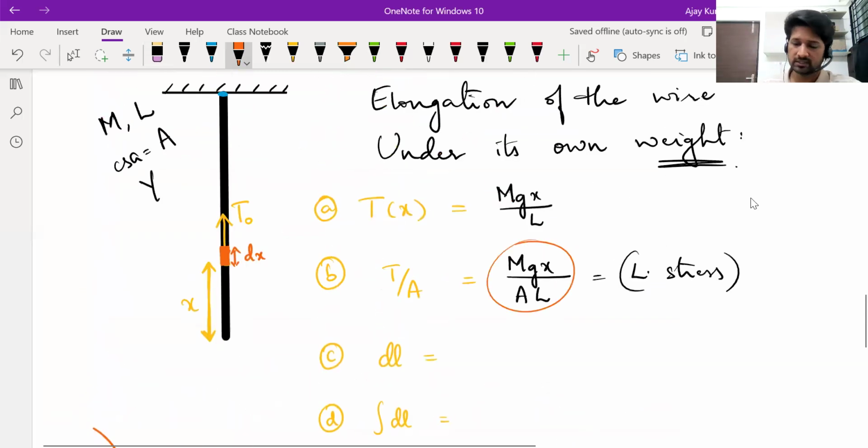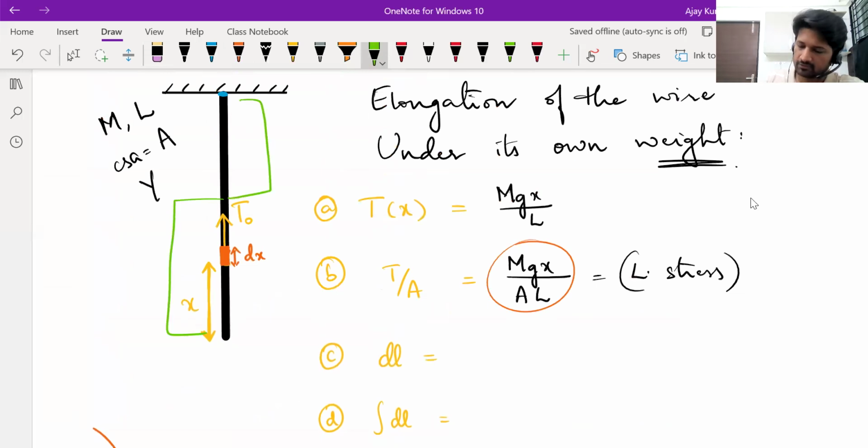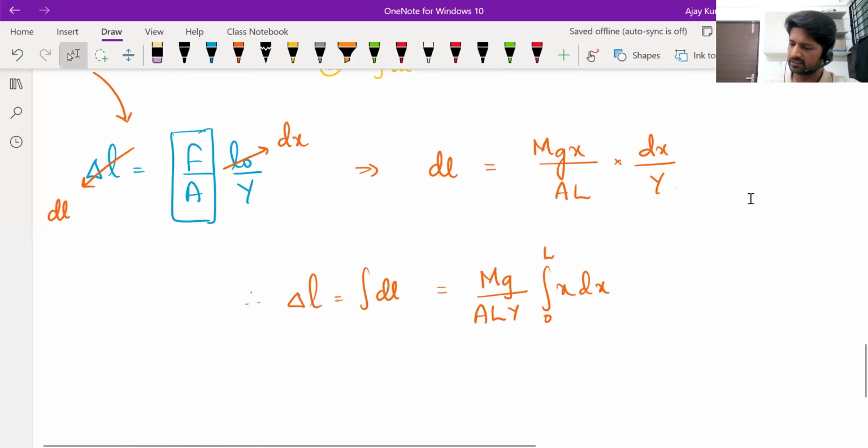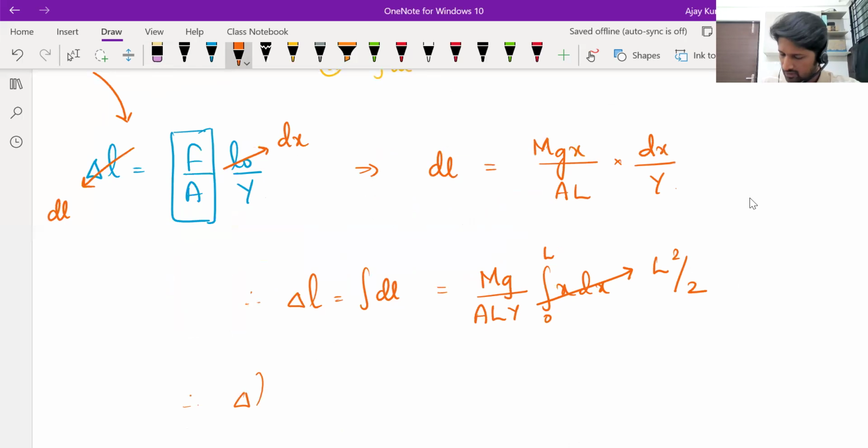Now see, they may ask you what is the elongation only in the lower half of the wire, only in the upper half of the wire, or from certain length to certain length also they may ask. Accordingly, you have to adjust the limits. We want total elongation in the wire. So limits will be from 0 to L. Integral x dx is x square by 2. Substitute limits. This becomes L square by 2. One L gets cancelled. So the total elongation in a wire under the influence of its own weight becomes mgL by 2AY.